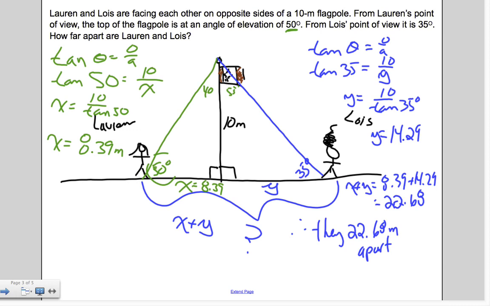Okay, so that's an application problem using trigonometry. Here we just have to break up our problem and get those 2 right angle triangles. Any questions on that?